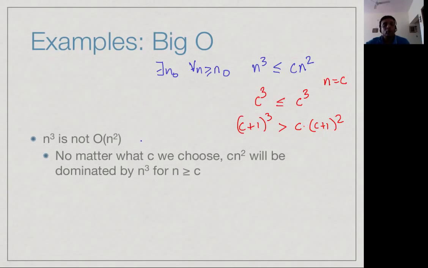Therefore, no matter what c we choose, if we go to n equal to c, we will find that the inequality that we want gets flipped around. Therefore, there is no c that we can choose to make n³ smaller than c n² beyond a certain point, and therefore this is not big O. So our intuitive idea that n³ grows faster than n² can be formally proved using this definition.